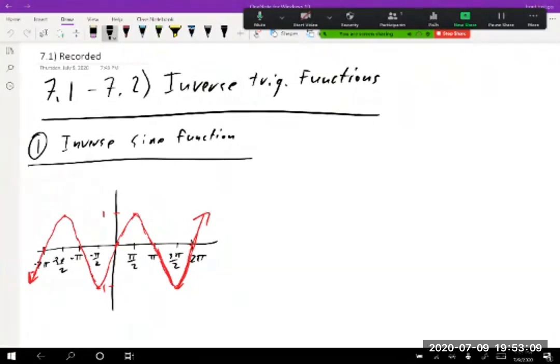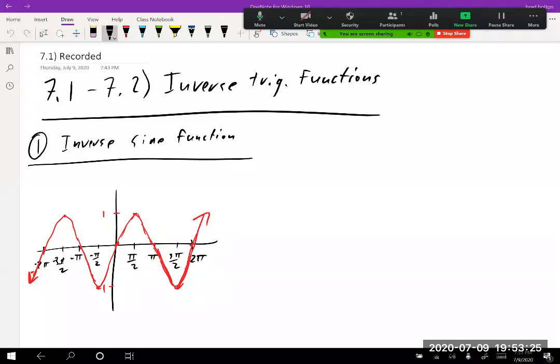Okay, you guys, so right now we're going to cover 7.1. This is probably going to be 7.1 and 7.2 because they're basically the same section. It's just 7.2 is like kind of the harder versions of 7.1. So the first thing we want to do is find the inverse sine function.